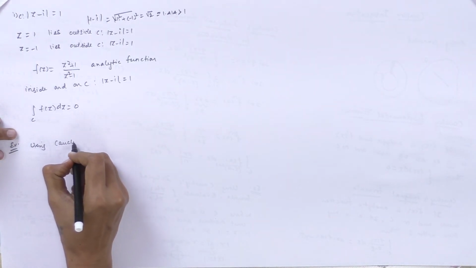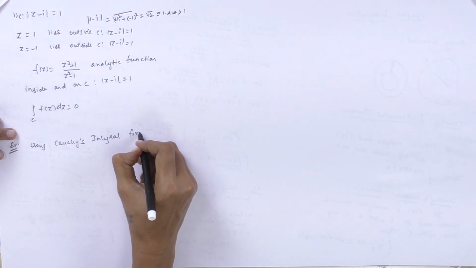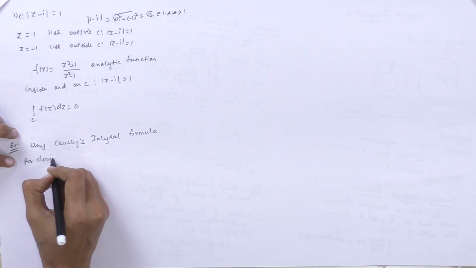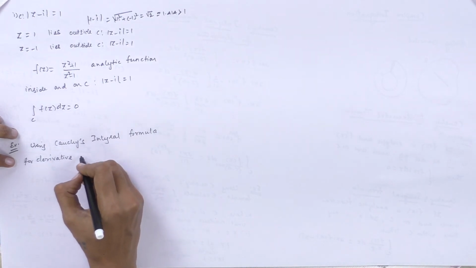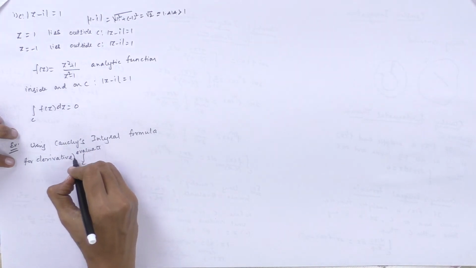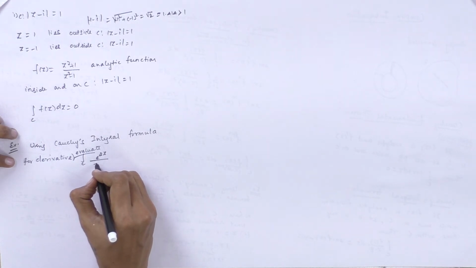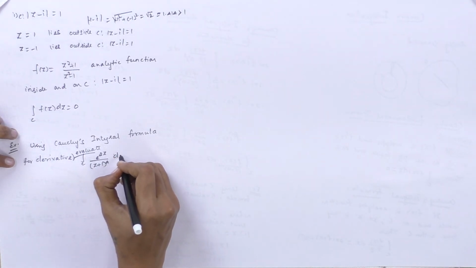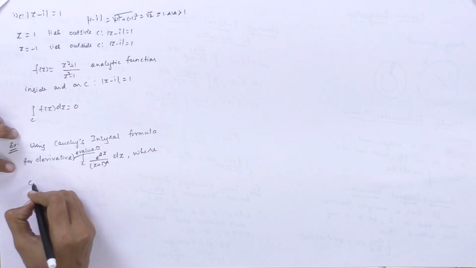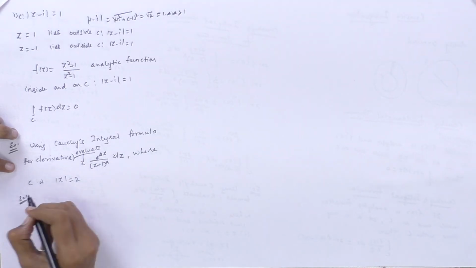Using Cauchy's integral formula for a derivative, evaluate the integral over C of e raised to the power 2z over z plus 1 raised to the power 4 into dz, where C is the circle modulus of z equal to 2. Let us solve this problem.